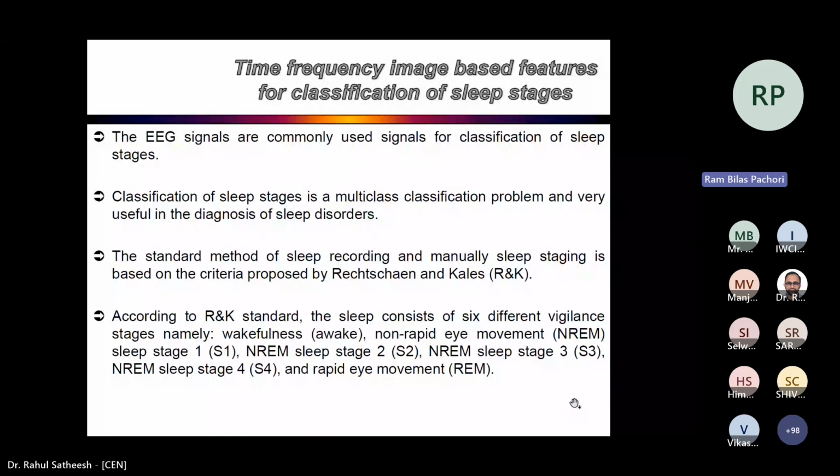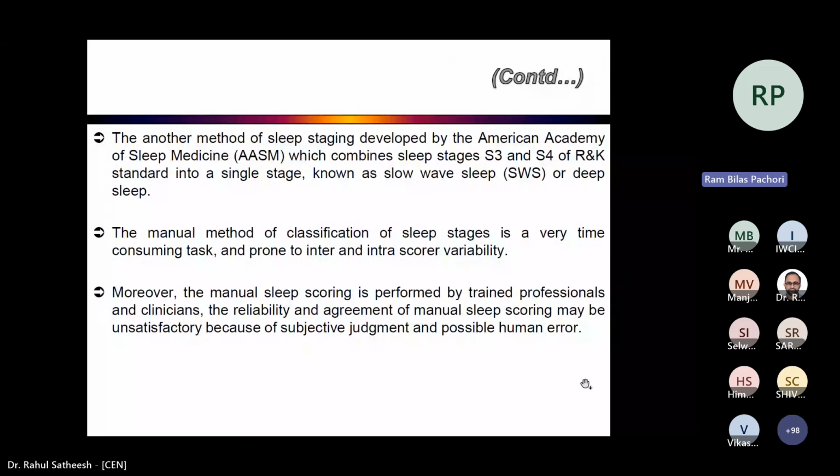And recently, another sleep stage standard has been defined. Initially there were 6 sleep stages, and then the American Academy of Sleep Medicine, next slide please, in 2007-8, came up with a new sleep staging system. In that, we combine sleep stages S3 and S4 of the R&K standard into a single stage, known as slow wave sleep or deep sleep. So now instead of 6 sleep stages, we have 5 sleep stages.